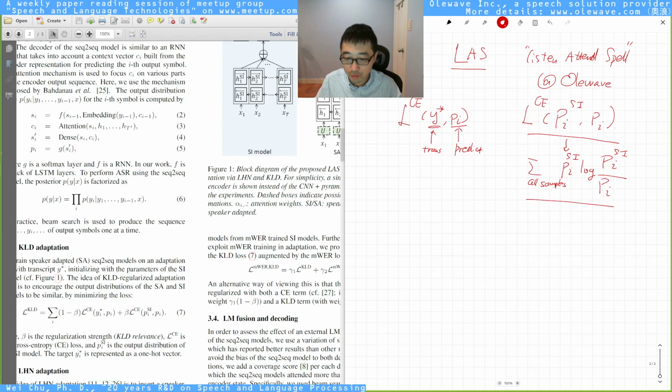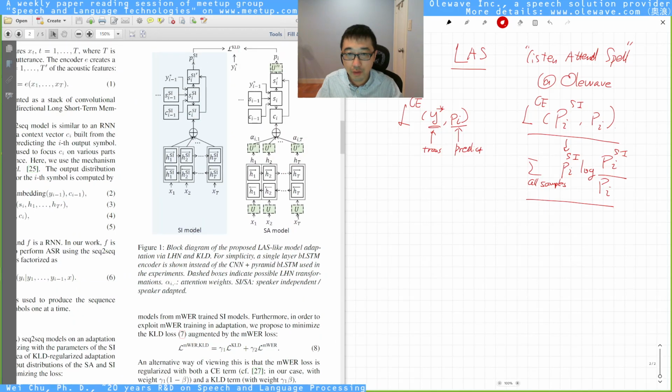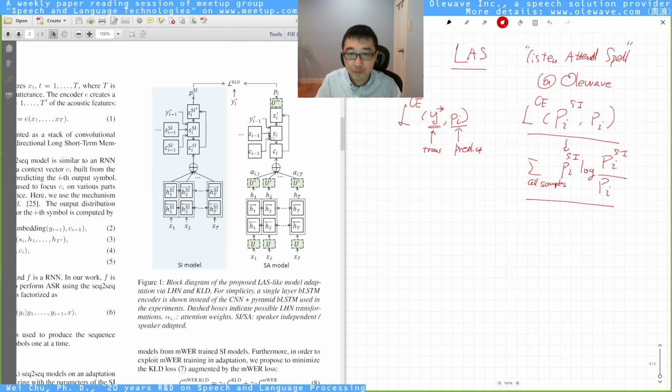Let me introduce you to the stuff over here. What does the SI mean? This means the speaker independent, okay, which means it's a general speech model. Regardless of which speaker is talking to it, it will treat all the speakers as just one speaker, or nobody has a difference.